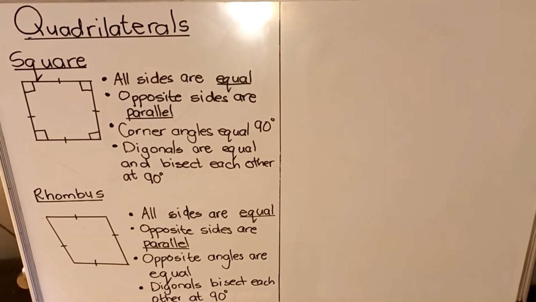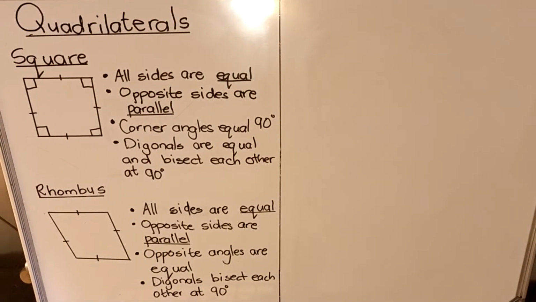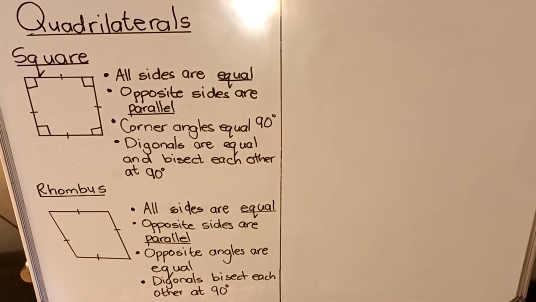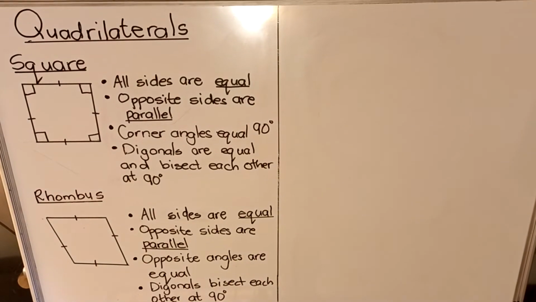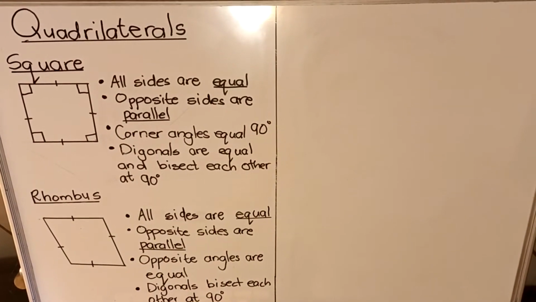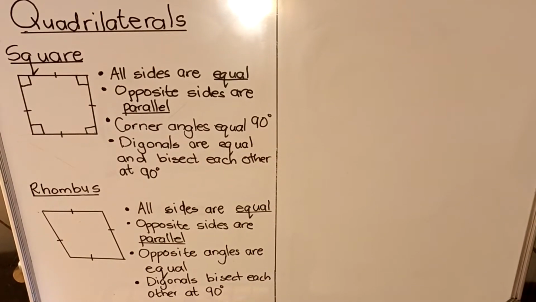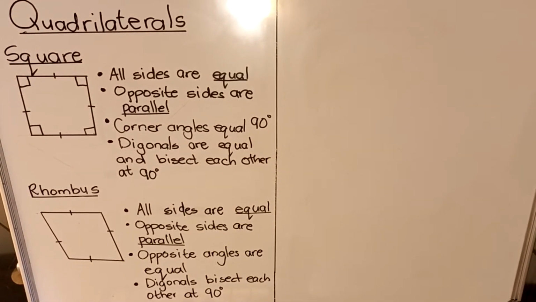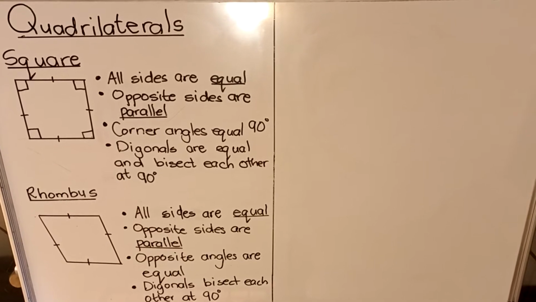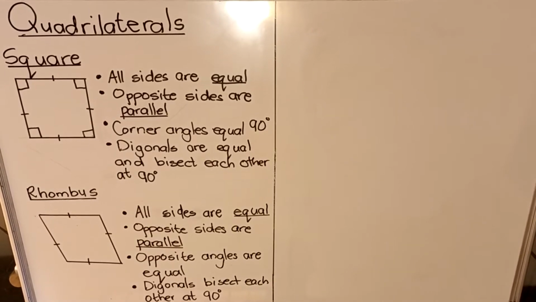Hello everyone, this is a lesson on quadrilaterals. A quadrilateral is a two-dimensional shape. When you say two-dimensional shape, you mean a flat shape. But what is special about a quadrilateral is that it is the shape that has four sides. So when you have a shape that has four sides, it's called a quadrilateral.